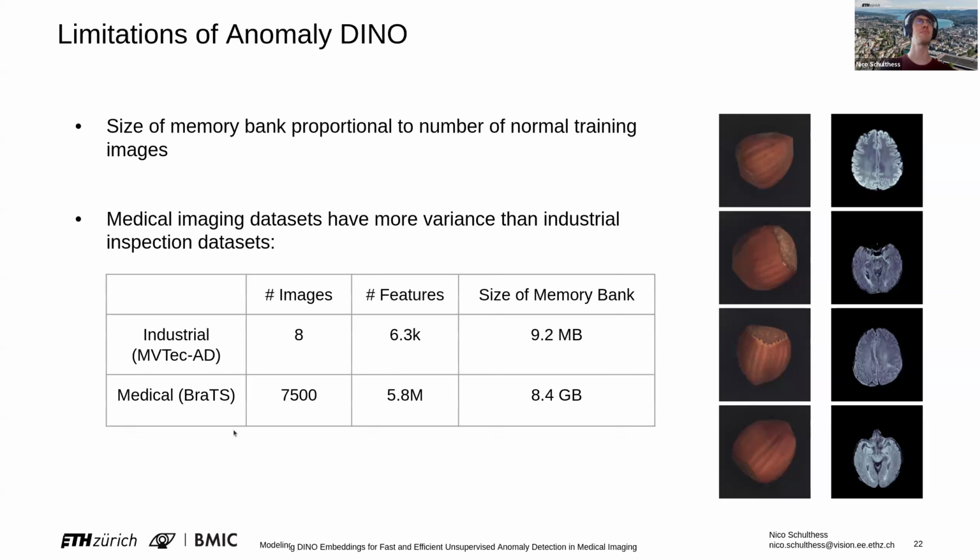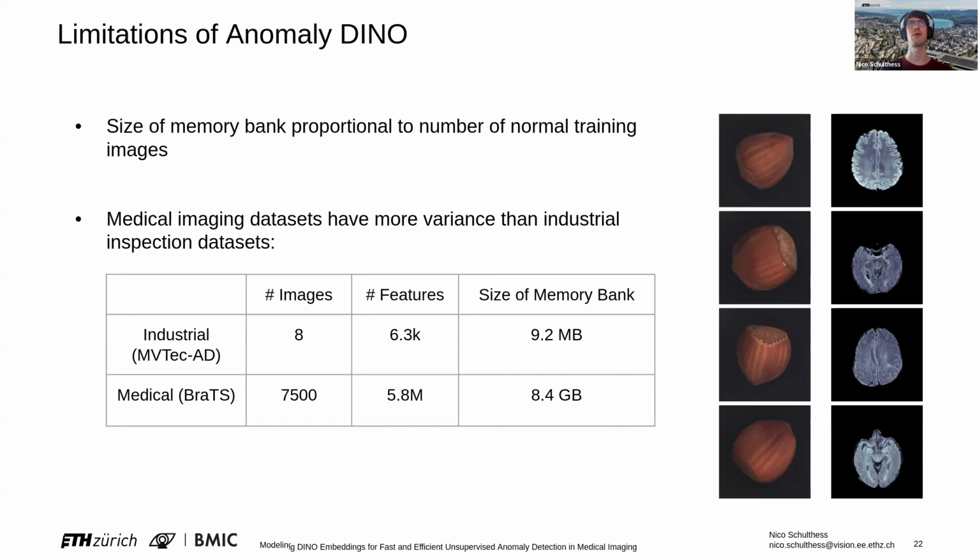And when you look at the numbers, in the paper, I think the main results were produced using 8 reference images. And when you use the setup from the BraTS dataset, from the BMAD benchmark, there are 7,500 normal images for training. This leads to about a factor of 1,000 more features that are extracted by DINO and stored in the memory bank. In the end, the memory bank for the industrial dataset is less than 10 megabytes in size, while for the BraTS dataset, it's about 8.4 gigabytes. And this, of course, still fits into the memory.